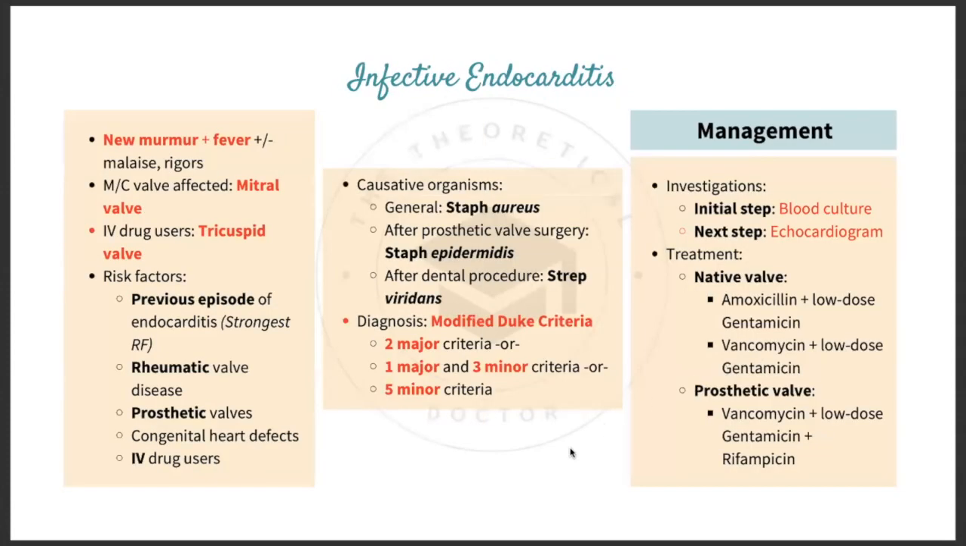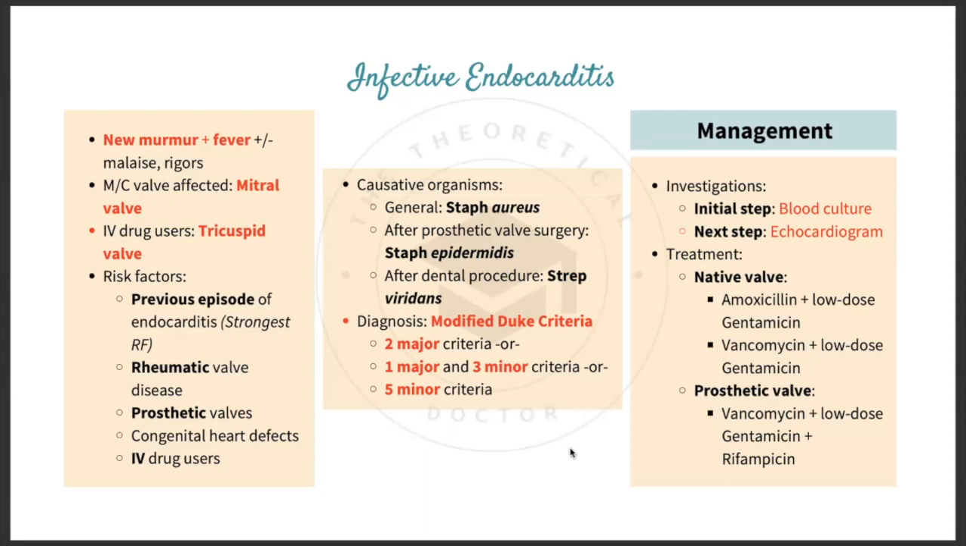Next is infective endocarditis. So the moment you read a question and you see murmur and fever, the first thing you think of would be infective endocarditis. So the most common valve affected would be mitral valve. But if the stem includes IV drug users, then it could be tricuspid valve. Of course, in infective endocarditis, any of the valves can actually be affected, but the most common one would be the mitral valve. And if you're talking about IV drug users, tricuspid valve.